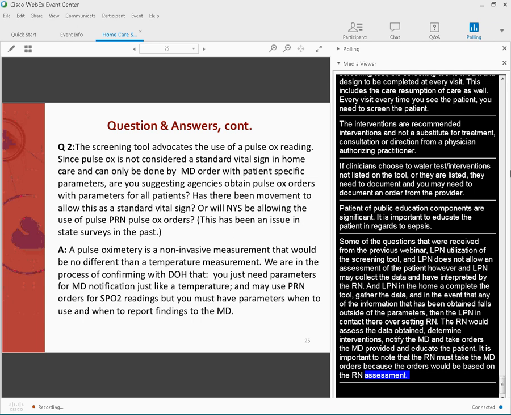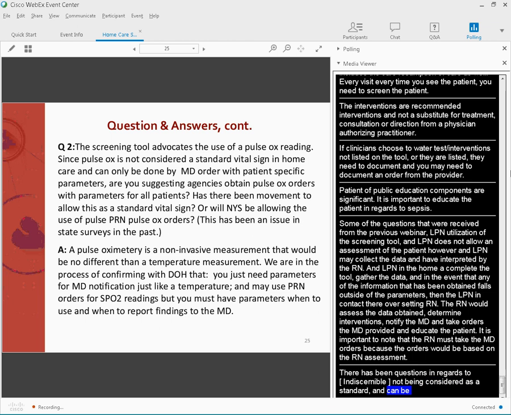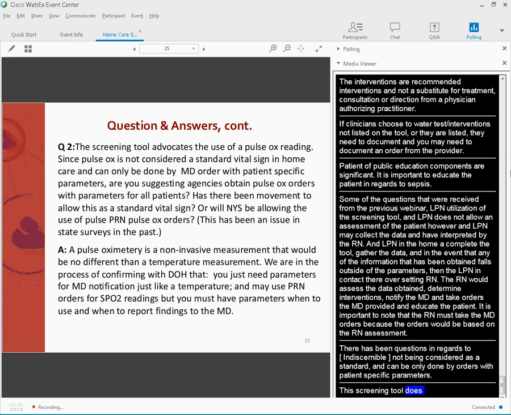Pulse oximetry readings. There has been question in regards to pulse ox not being considered a standard vital sign in home care and can be only done by MD orders with patient-specific parameters. The screen tool does suggest utilizing the use of pulse oximetry.